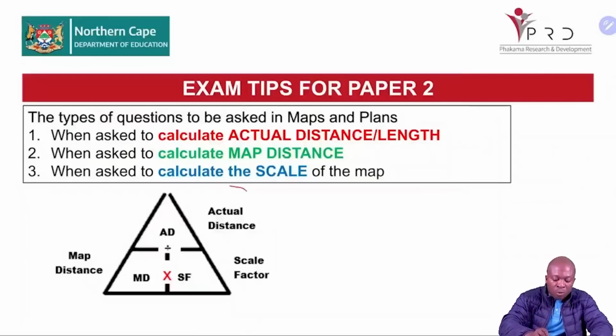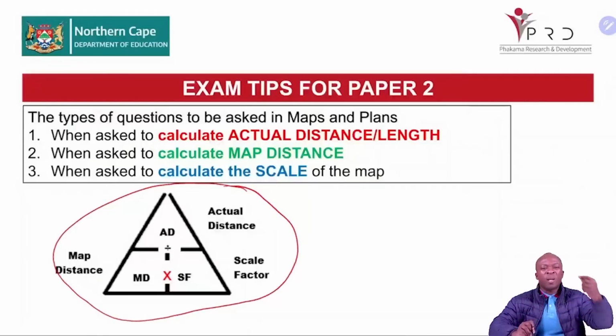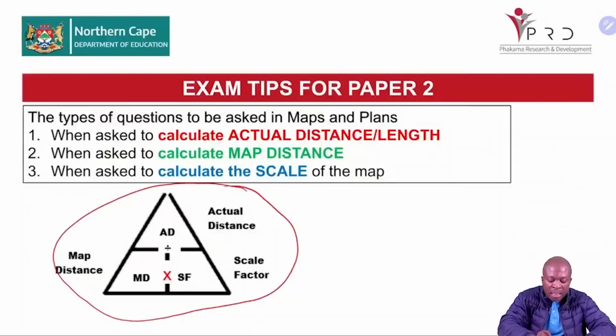Then I want you to draw this triangle on your question paper. Why? Because it will help you to answer all the questions that involve maps, actual distance, measured distance or map distance, and scale. This triangle will help you. So how do you then use it? You see, I have written here AD. AD means actual distance, right?